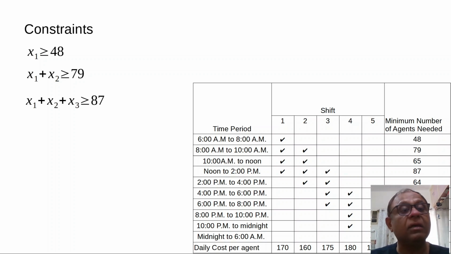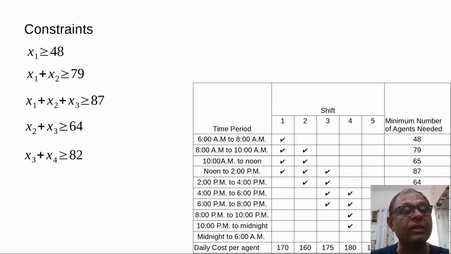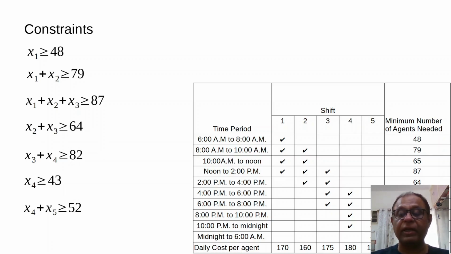Now, the third constraint is that the number of agents in shift number 1, 2 and 3 should add up to at least 87 for the period of noon to 2 p.m. Similarly, all other constraints are defined. They are all self-explanatory.